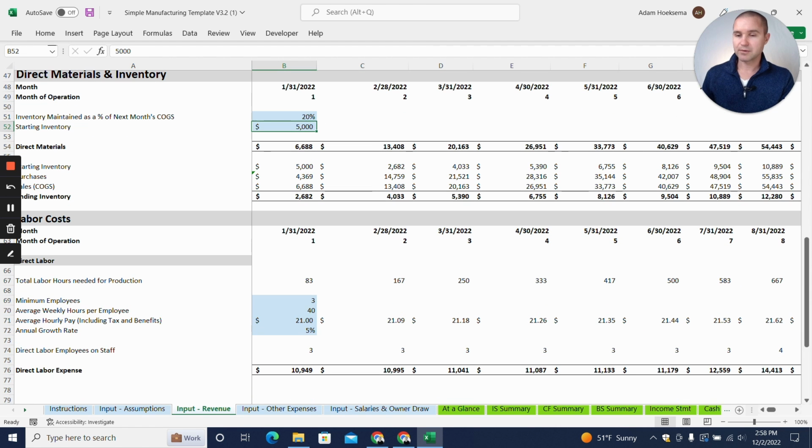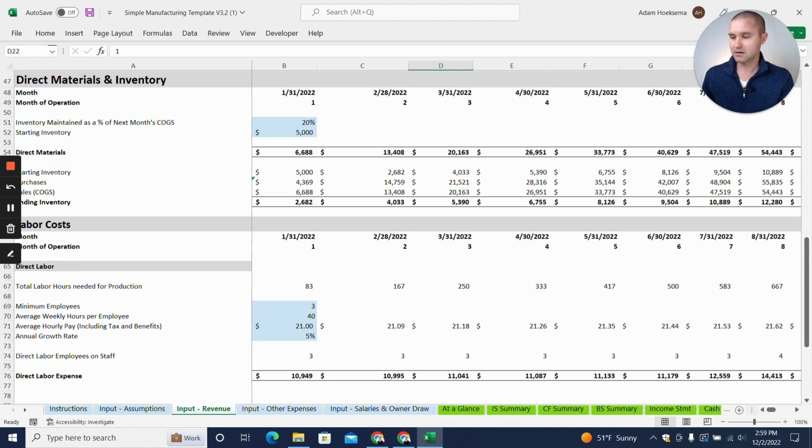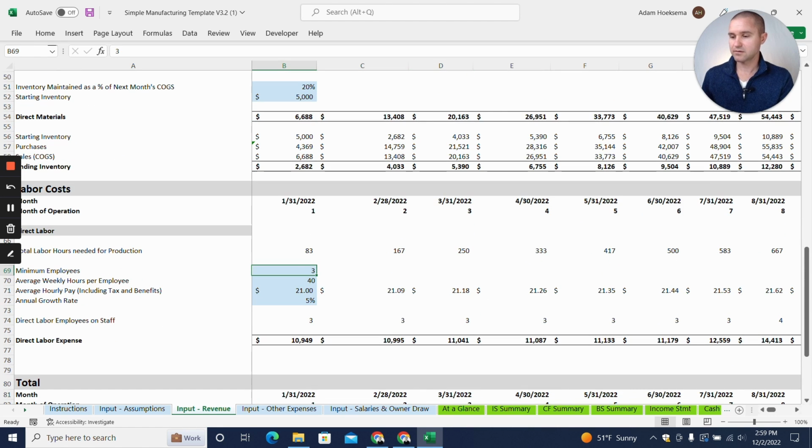Now, I had mentioned that we would get into the labor cost. So up here we said it's going to take us 1 labor minute to produce this unit. So down here we're going to say, well, our manufacturing facility needs a minimum of 3 employees. Average weekly hours per employee is 40. Average hourly rate is $21, and that's going to grow at 5% a year.